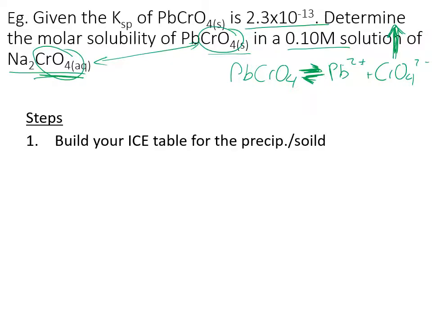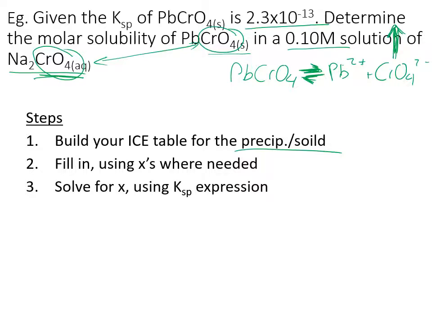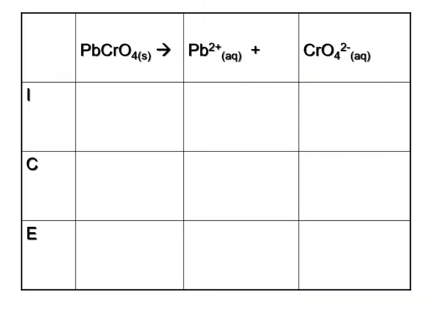So let's build our ICE table. For the precipitate, or the solid that we're talking about, we're going to use variables where we don't know what the concentration is going to be. We're going to solve for x just like before using the equilibrium expression, in this case the solubility product constant expression. And again, we're not just solving for x, but we want to associate that with an answer. So here's our equation, and that really should be an equilibrium there. We want to know how much of this is actually going to dissolve.